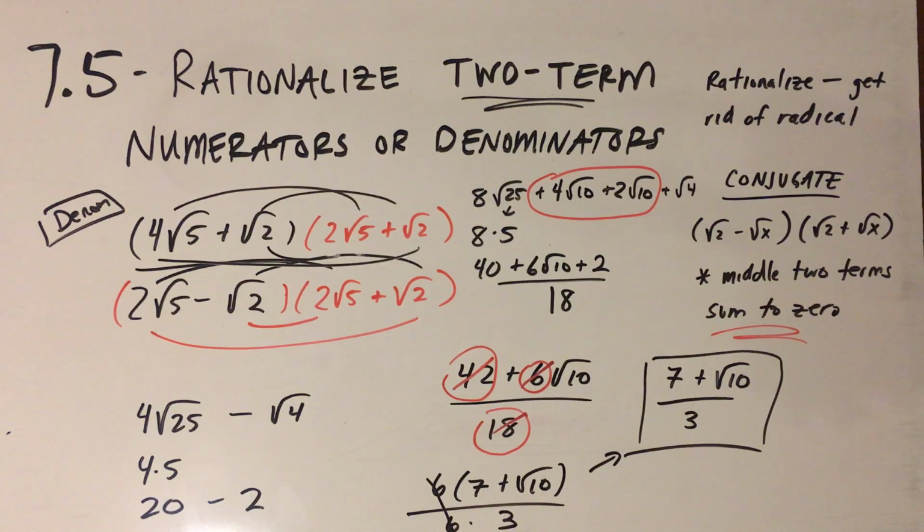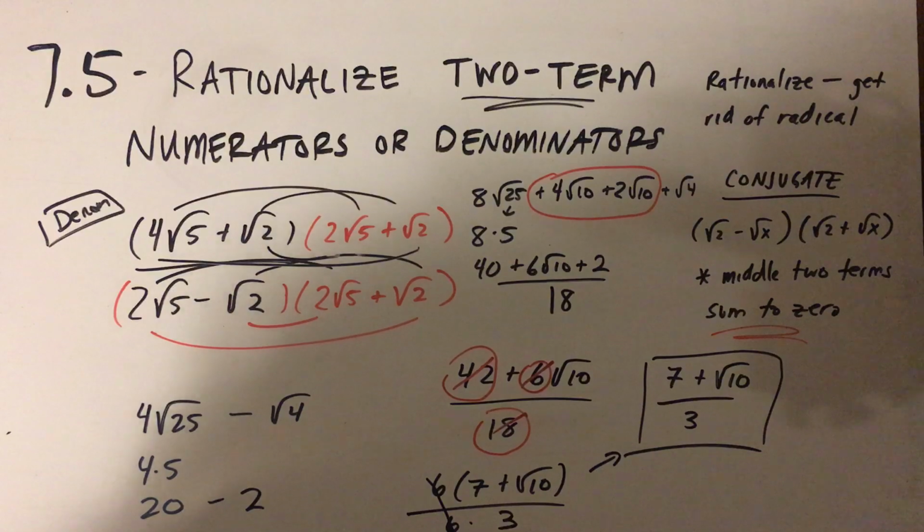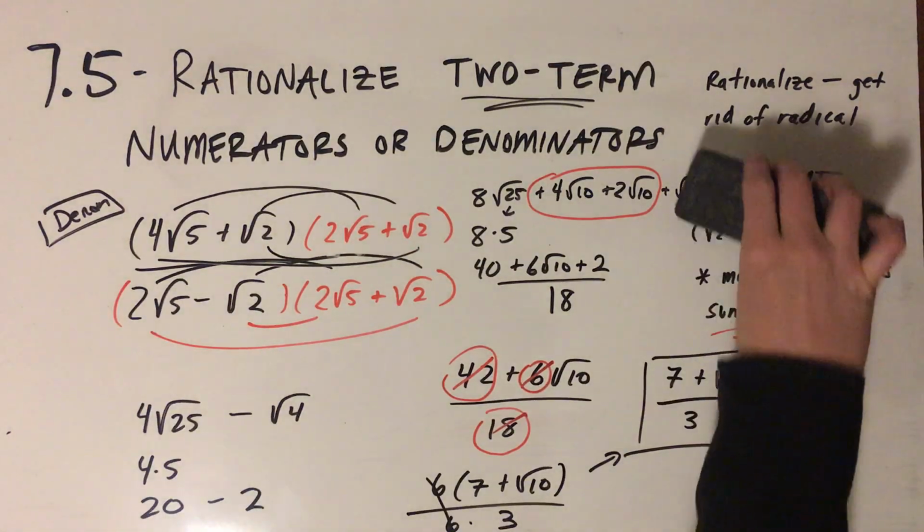Okay, so that was a really tricky one. That, again, is rationalizing the denominator. My goal is to get the square root out of the denominator. There's no more square root in the denominator, so we are good to go there. I want to do 2 more problems where we're rationalizing the numerator of a 2-term numerator. Let's go.